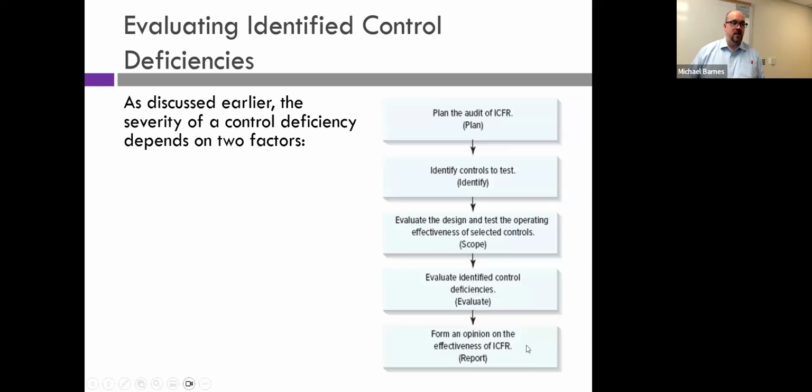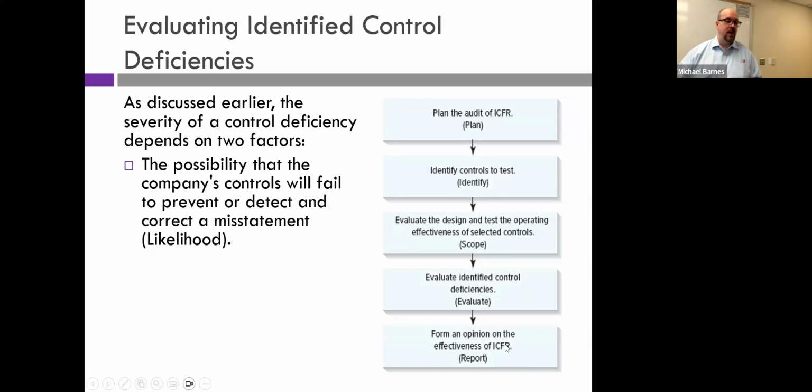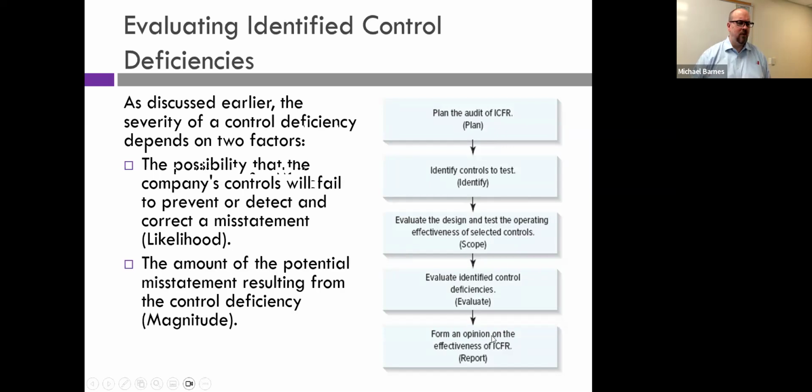So now we're going to evaluate control deficiencies. As discussed earlier, the severity of a control deficiency depends on two factors. The possibility that controls will fail to prevent or detect and correct a misstatement, which is likelihood. So there's a chance that a control can fail. And if that's the case, it won't prevent a misstatement. Or if the control is detective, it will fail to detect and then subsequently correct the misstatement. That's our likelihood concern. If we assume that it's at least reasonably likely that the control will fail, that's where we move on to magnitude, the amount of a potential misstatement resulting from a control deficiency. So these are two criteria. We have to evaluate both of those in given scenarios. The good news for you guys is I have a couple of scenarios, so let's work through these.